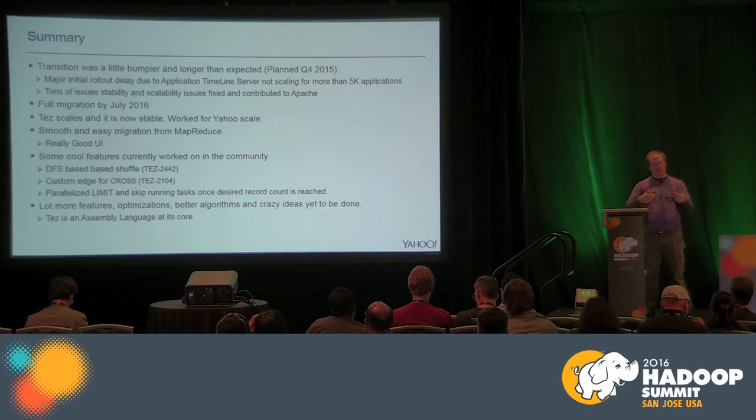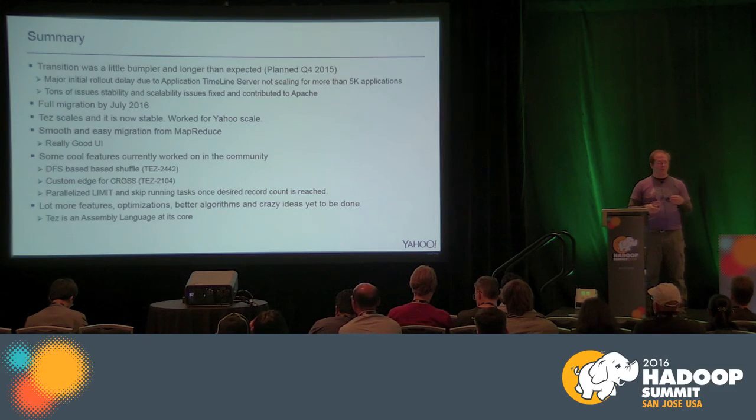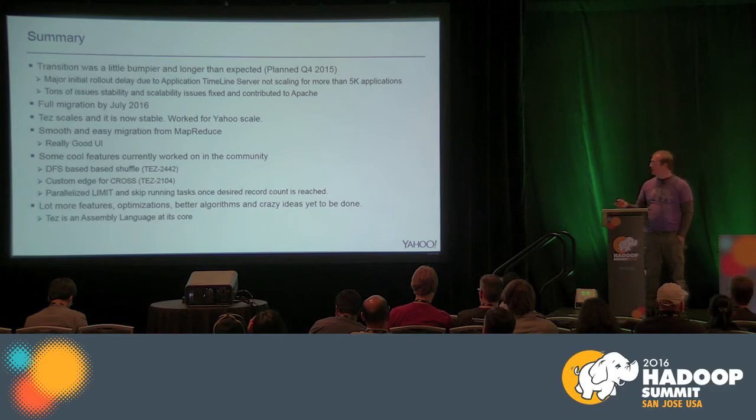And not only do we see today's performance, but the potential for optimizations in the future is still great. You can customize almost everything, and we see better algorithms and new crazy ideas coming from the community that are going to benefit everyone who's using Tez. Particularly, we're interested in DFS Shuffle, cross-product edges, and also a new limit optimizer where, once we have enough results, we can stop processing instead of waiting for the full result.